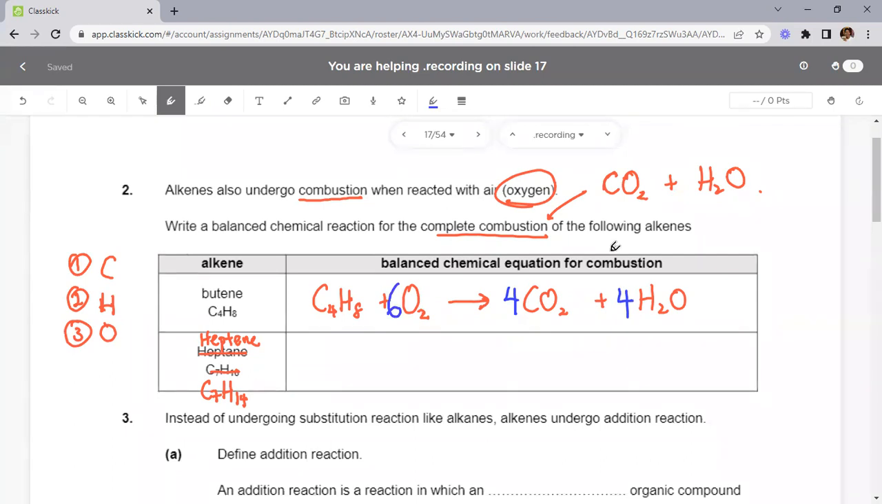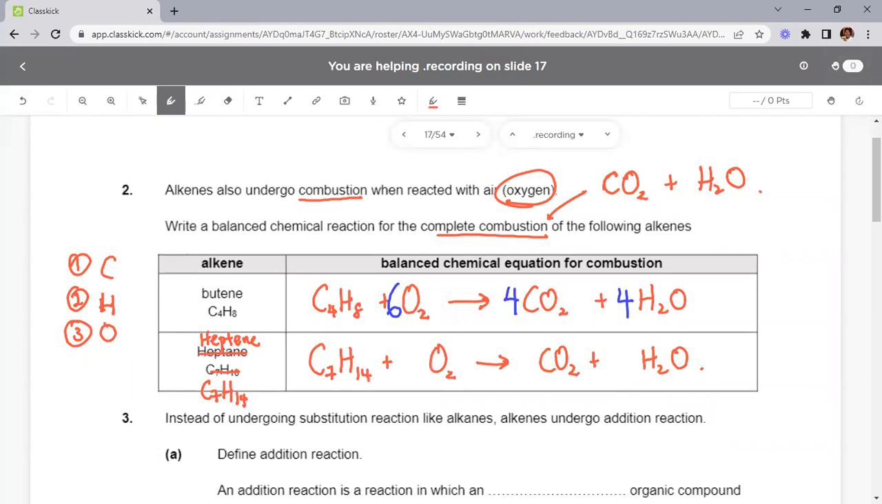Okay, so this is the balanced chemical equation for combustion for your butene. Okay, so what I need to do is I'm gonna write the chemical equation for you for heptene. I want you to balance it. So heptene is C7H14 plus O2. It will give me CO2 plus H2O. Okay, so I want you to just take some time now to go and balance it. So maybe take about the next 2 minutes to go and try balancing it.